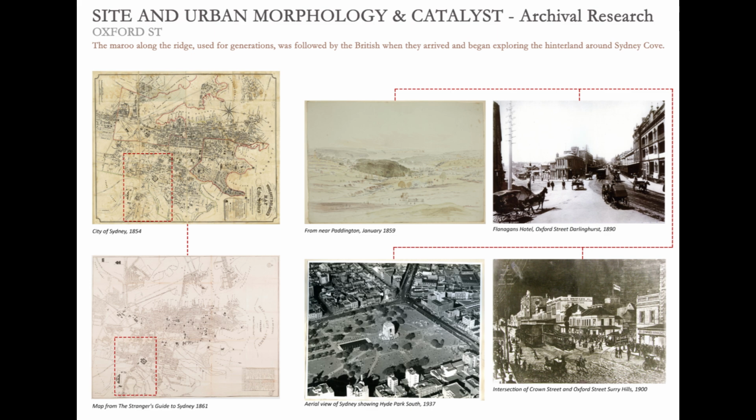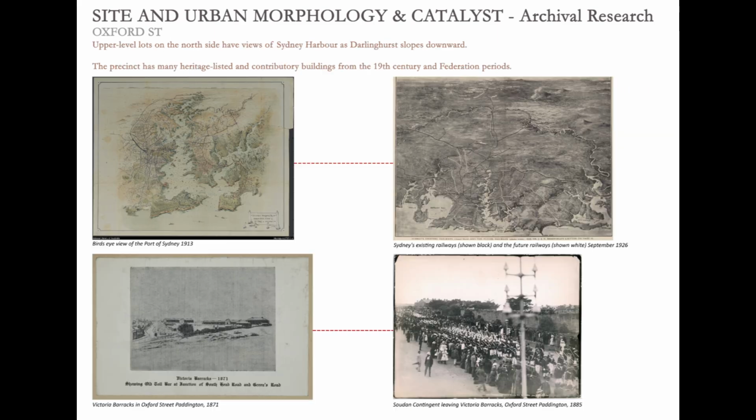Research shows that historical maps, such as Hulett and Clark's map from 1854 and another from The Stranger's Guide to Sydney in 1861, depict how Oxford Street's urban morphology developed along this ancient pathway. Photographs from the late 19th and early 20th centuries, like the intersection of Crown Street and Oxford Street in 1900, further illustrate the evolving streetscape, while an aerial view from 1937 shows Hyde Park South and the broader urban context of the street.